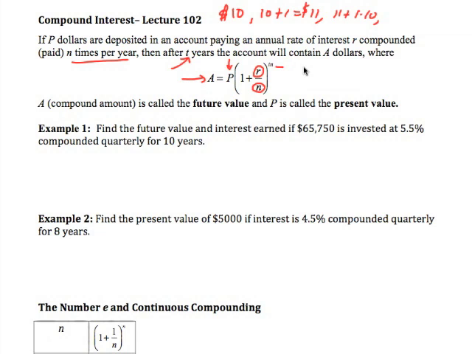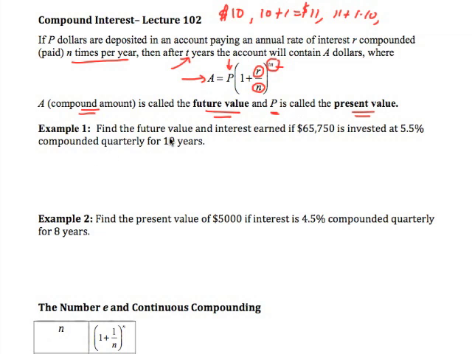So if we did it for 4 years and compounded it quarterly, it would be 4 times 4, which would be 16. All right, and that's what we have to take the power to. So you can see it's an exponential form. And sometimes this amount that we have, A, is called the future value, and P is called the present value. So let's do an example of this.